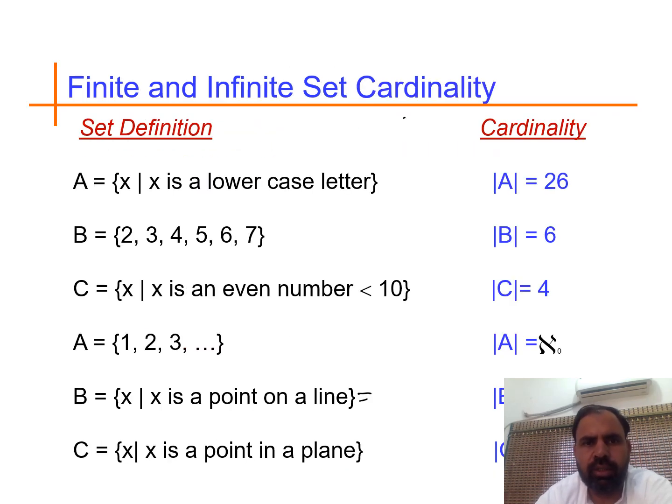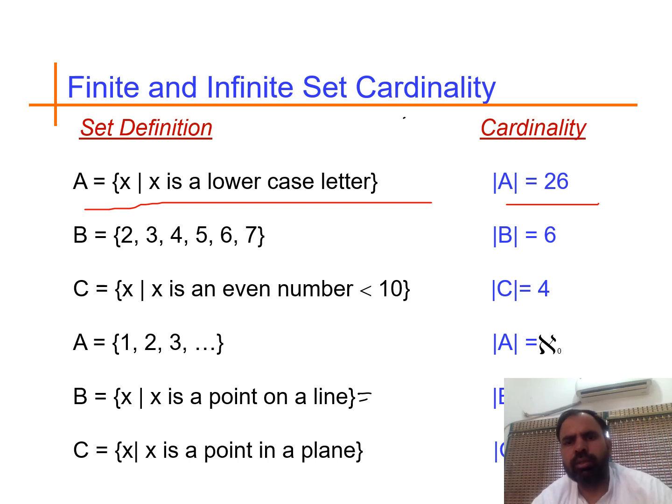Finite and infinite sets, set definition: x such that x is a lowercase letter. So cardinality, we define here cardinality. Cardinality basically is the number of elements in a set. The cardinality of A is 26 because the lowercase letters in the alphabet are 26. So we can say that the cardinality of A is 26.